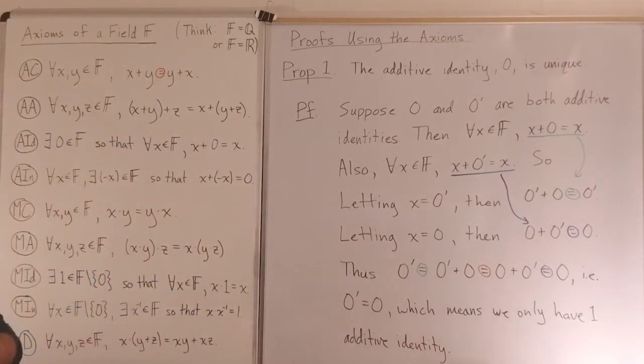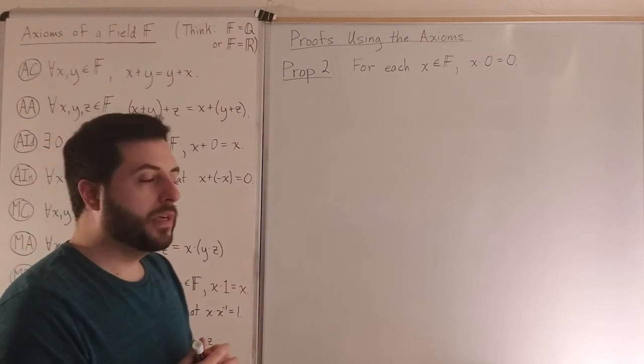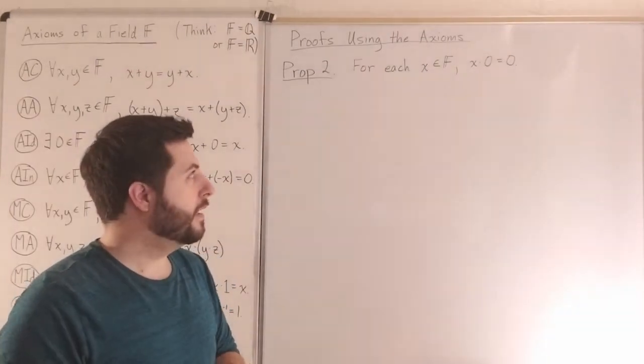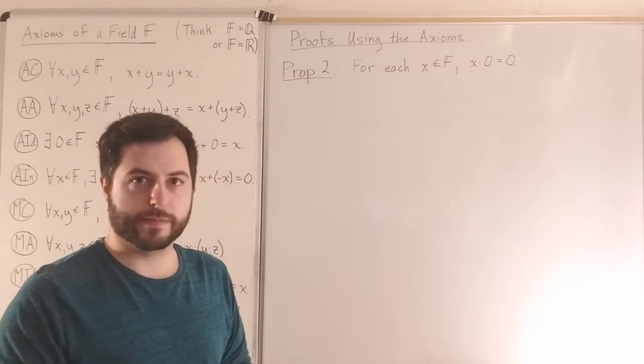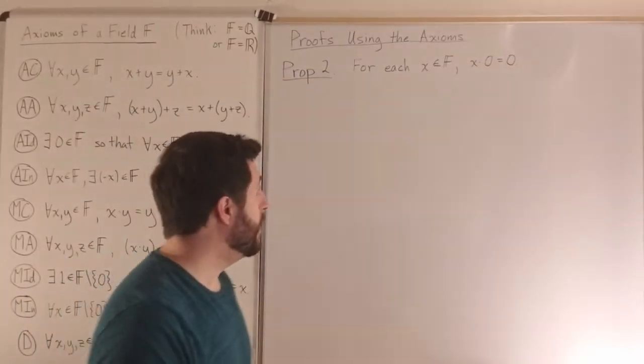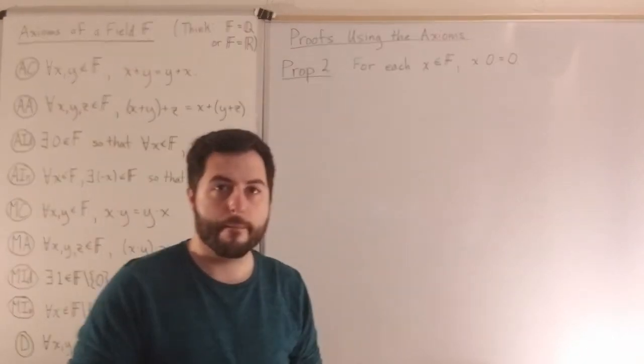Okay, 0 is equal to 0 prime, or 0 prime is equal to 0, which means we only have one additive identity. In other words, if we have multiple additive identities, then they're actually the same. So this next proposition here, proposition 2, is something that I've already mentioned. It's this nice property that we want to have, but it's not one of the axioms that's given to us. So it's this property that for any x, x times 0 should equal 0.